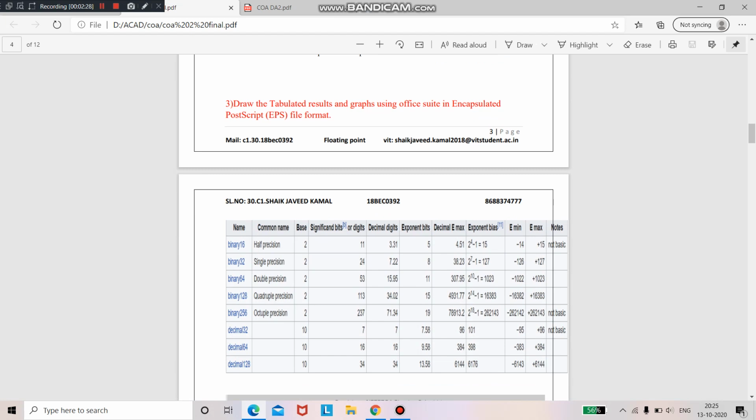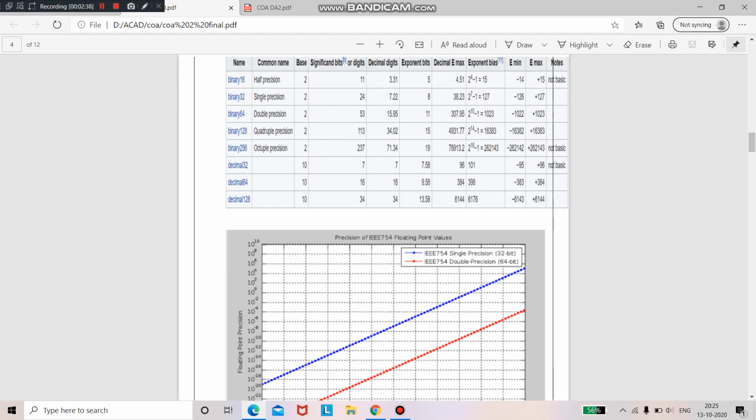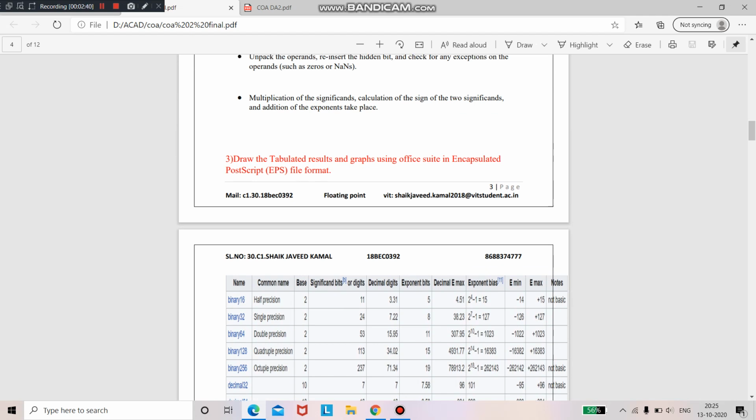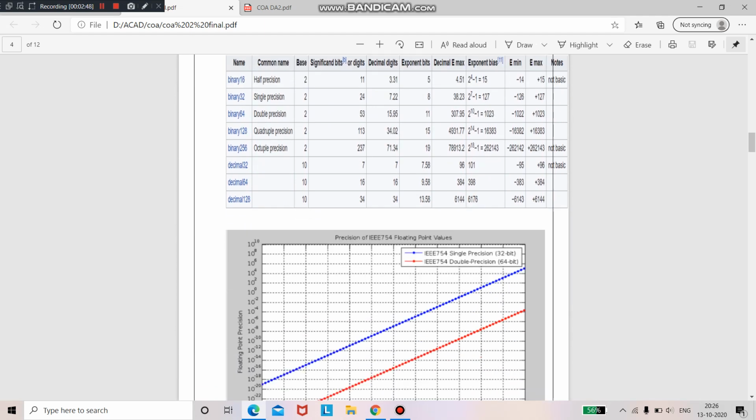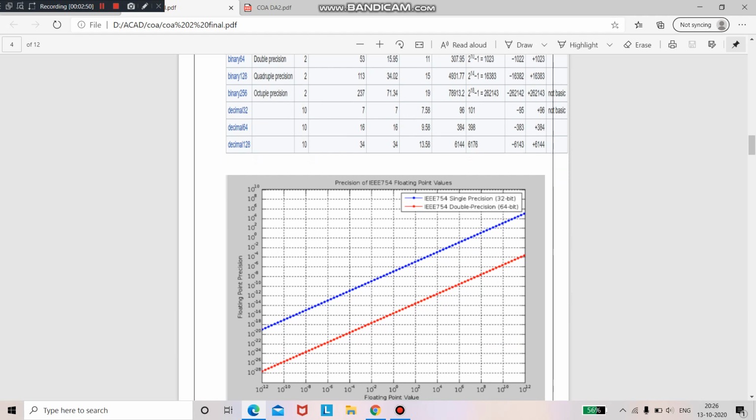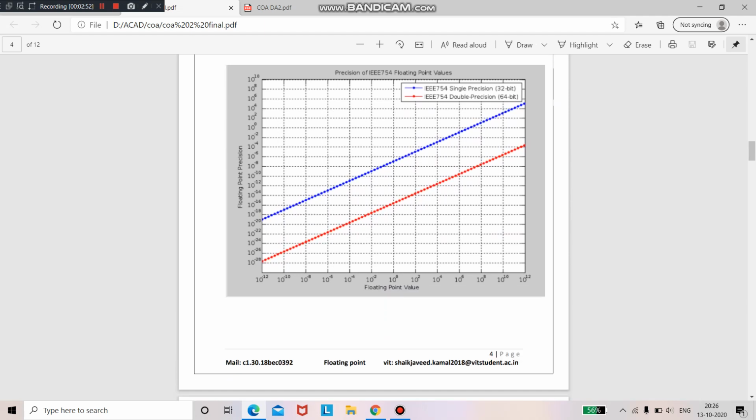Coming to the third question, draw the tabulated results and graph using any suite in EPS file format. These are my tabulated results and graphs. You can see some inputs like binary 16, binary 64, binary 128, decimal 128, and here is the output: floating point precision, which is in EPS format.